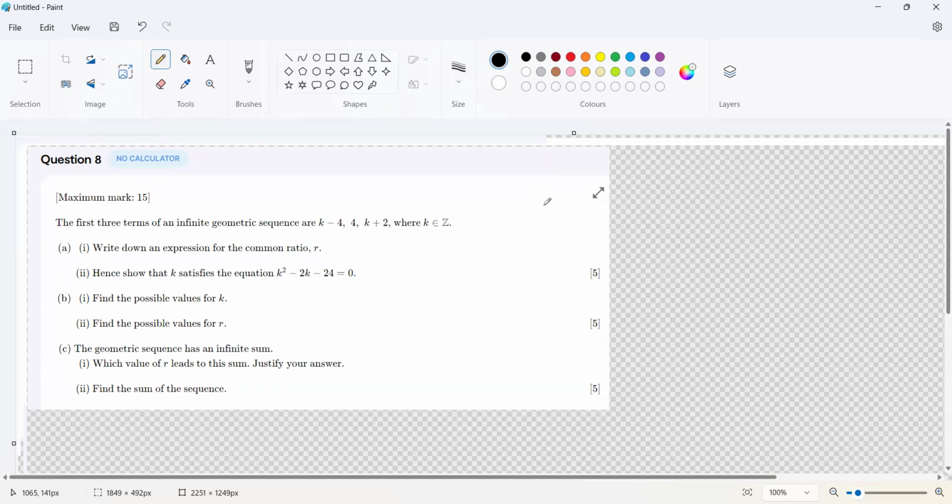The first three terms of infinite geometric sequence is given to us. Write down the expression for common ratio. What is the common ratio? U2 over U1. Second term is 4. And the first term is k minus 4.